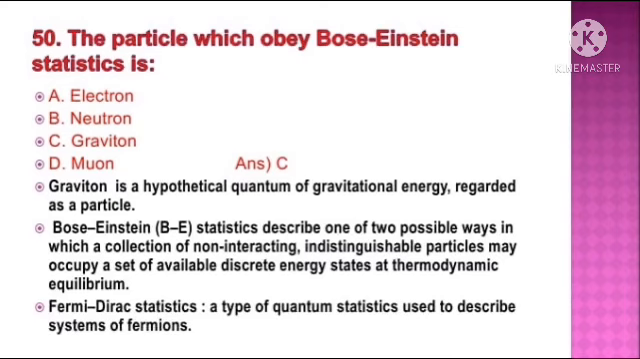Bose-Einstein statistics describe one of two possible ways in which a collection of non-interacting indistinguishable particles may occupy a set of available discrete energy states at thermodynamic equilibrium. Fermi-Dirac statistics is a type of quantum statistics used to describe systems of fermions.